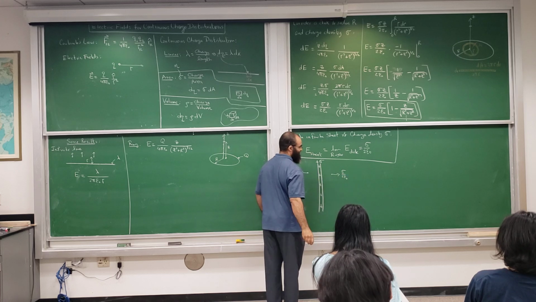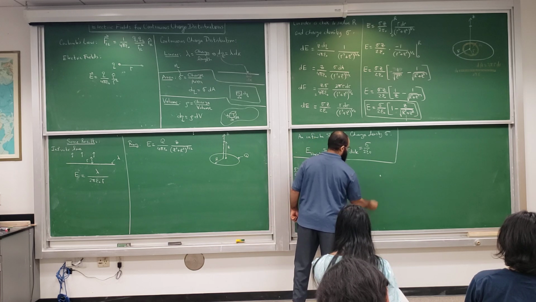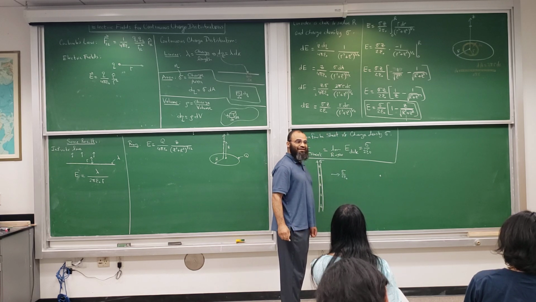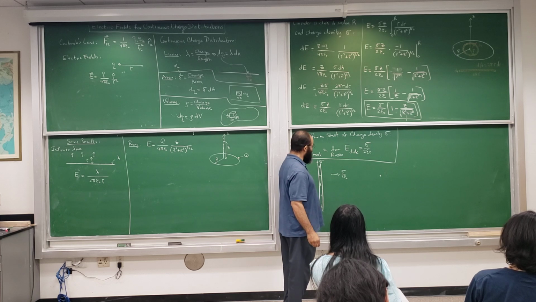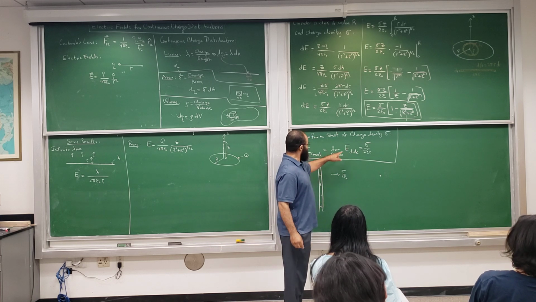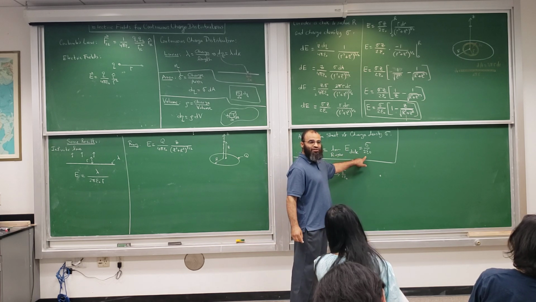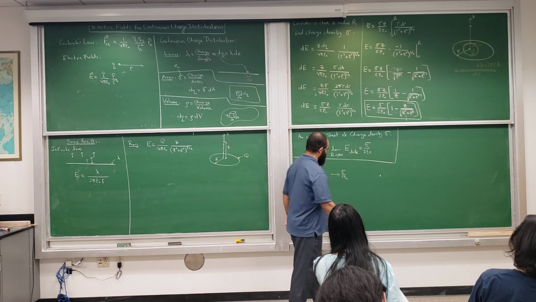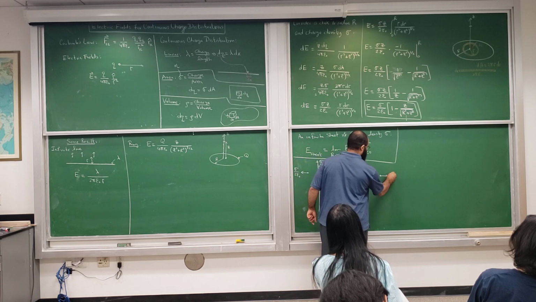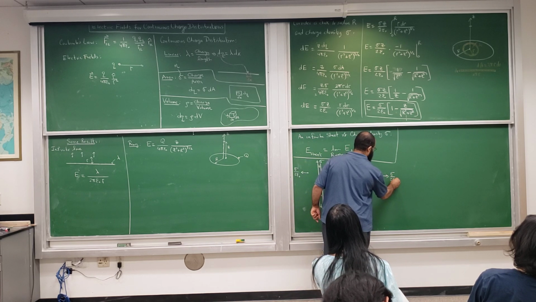Sigma over 2 epsilon. How about here? Yes. If it's infinite, the electric field is just constant. Regardless of how far you are, the electric field is going to be constant. So still, sigma over 2 epsilon naught.